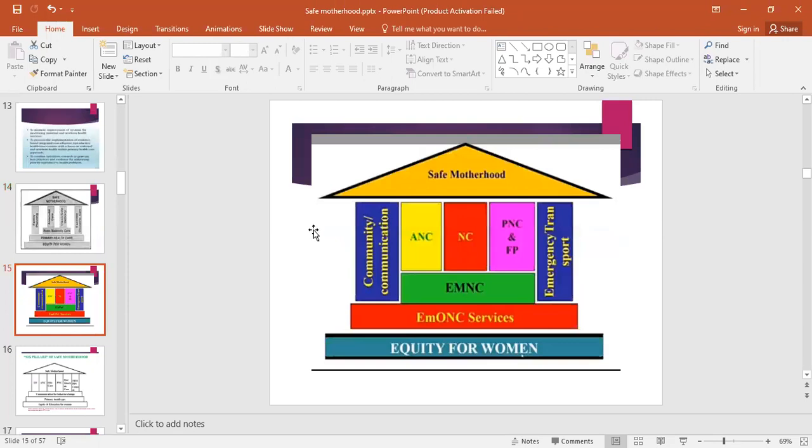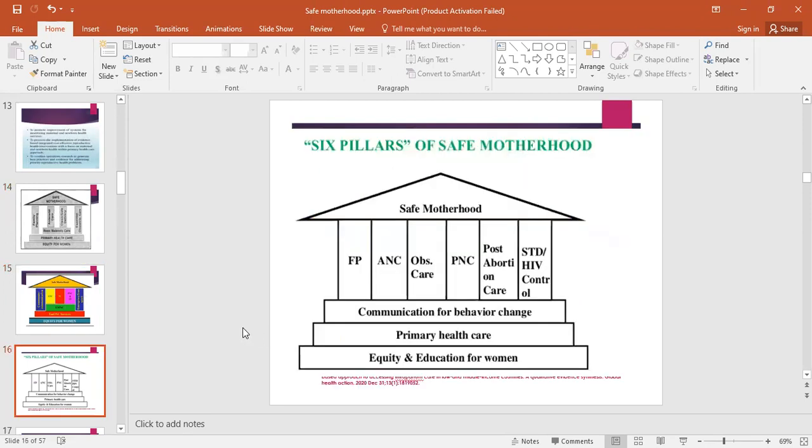This is also a design of safe motherhood in which there are community, communication, antenatal care, neonatal care, postnatal care, family planning, emergency transport, emergency obstetric and neonatal care services, and equity for women. These are the 6 pillars of safe motherhood: family planning, antenatal care, obstetric care, postnatal care, post-abortion care, STD and HIV control, communication for behavior change, primary health care, and equity and education for women.